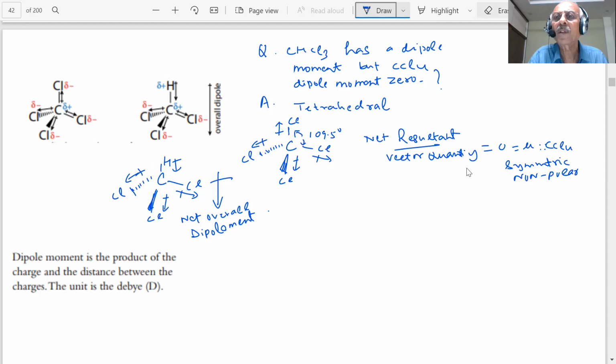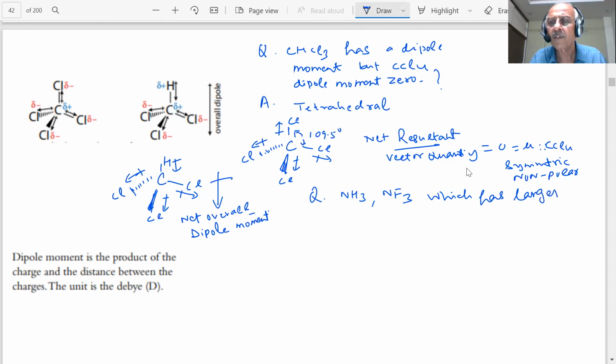Net dipole moment in this case. Such questions will be there. There was a question: NH3 and NF3, which has the larger dipole moment, and why? This question has been asked in the paper. What is your answer? You have 1 minute to answer the question.